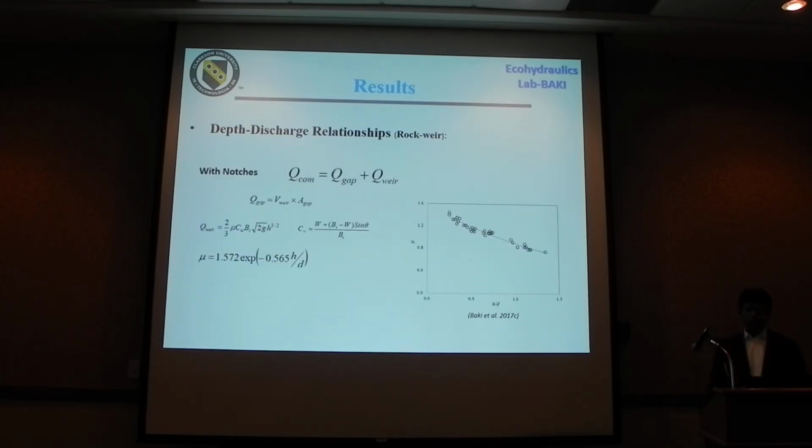In a similar way, if we consider the rock weir with notches, like there is a small opening, if that is the case, then also we see that the existing equation is actually not working well. Then we propose another coefficient, mu, as a function of the submergence ratio. And we propose the new equation in here. So using this equation, we can actually calculate the flow in a rock weir with notches.